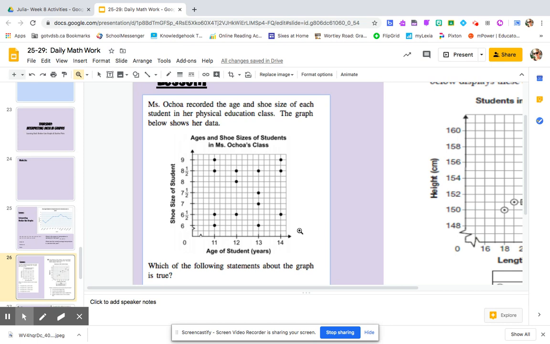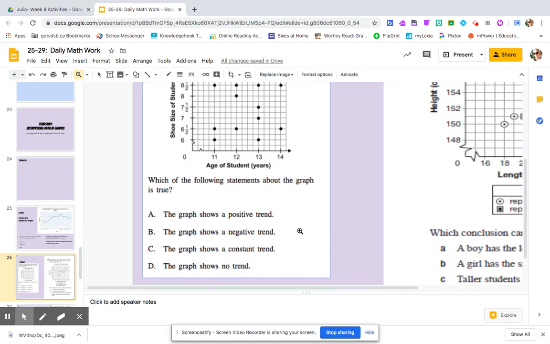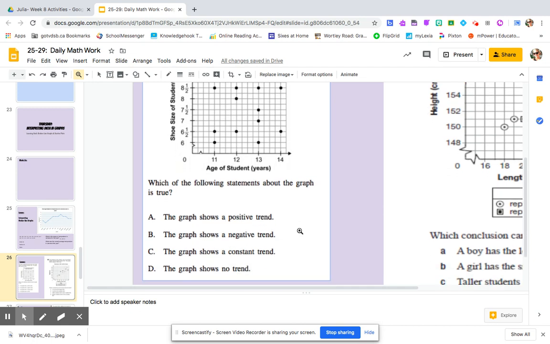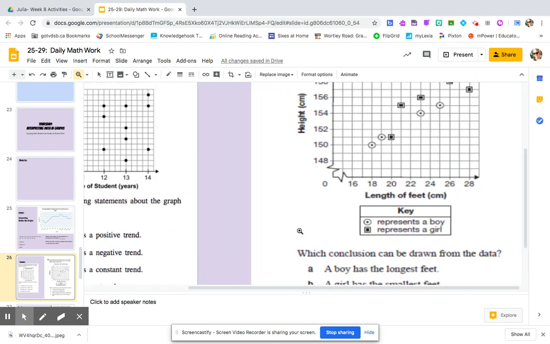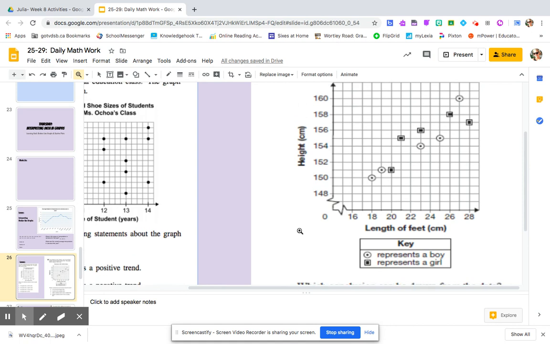Okay? So if I look down at this question, is there a positive trend? Is there a negative trend? Is there a constant trend, or is there no trend? There is no trend. This data would not help us make any sort of predictions. Let's compare that to the scatter plot that's over here.